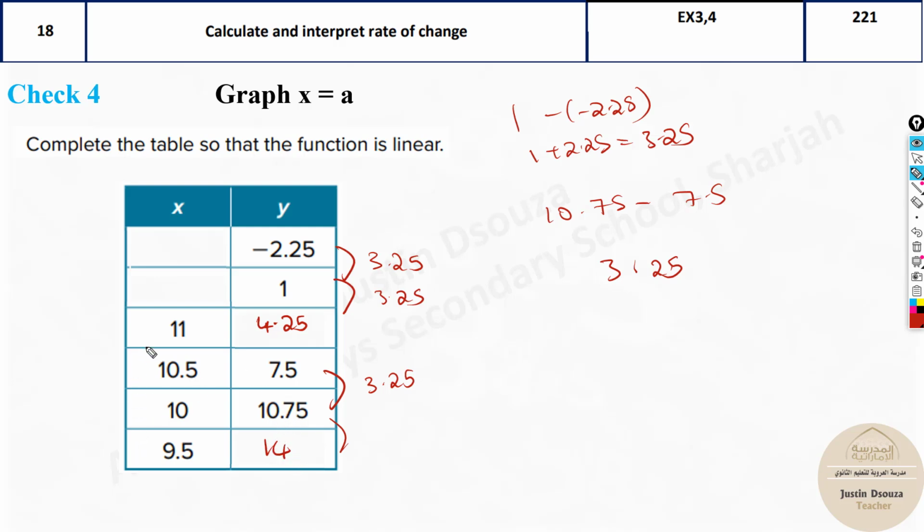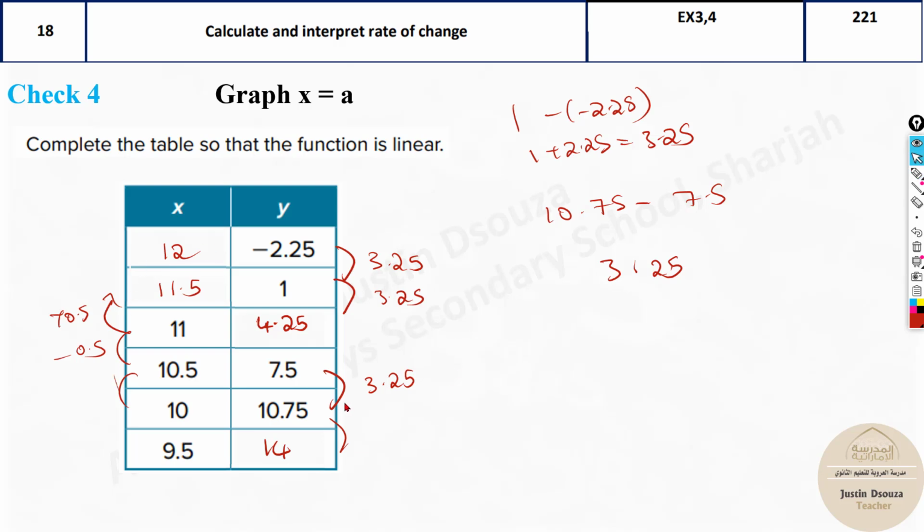Now what about here? Here you can see there is a constant decrease of 0.5, it's minus. So 11 minus 0.5 is 10.5, again 10 and so on. So if you're going backwards, you need to add 0.5, isn't it? So if you have to get 11, here it should be 11.5. Here it must be 12. So this is the table.